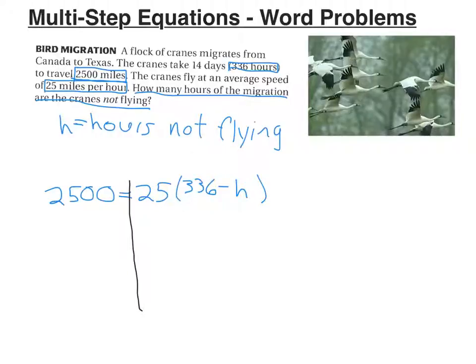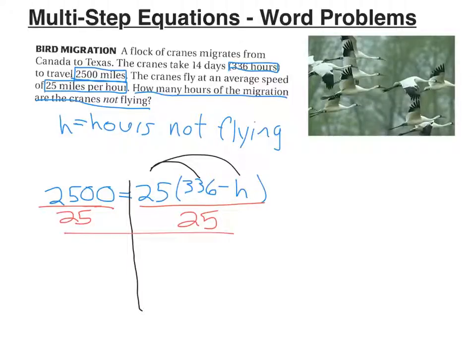So this looks like some of the problems we looked at yesterday. A couple different ways I could solve this. I could distribute 25 into these parentheses. That's one option. Or I could get rid of this 25 right now by dividing it on both sides. And actually, I think that's what I'm going to do, because I see I have 2,500. I know 25 is going to go into that. 2,500 divided by 25 is just going to give me 100. And that gives me 1. So now I just have what was in the parentheses, 336 minus h.